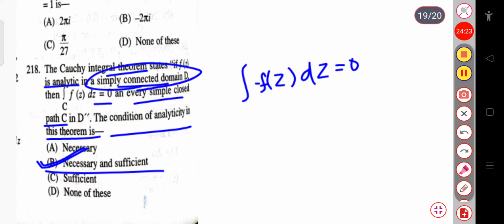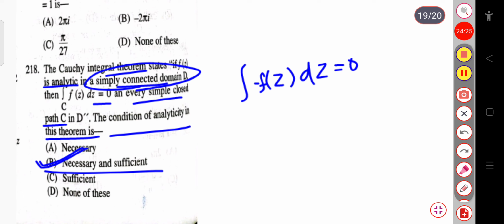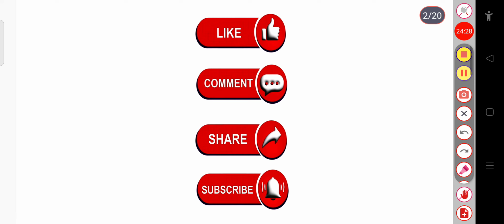So these are some basic questions related to complex variables. Just try to solve some more questions on this part. That's all for today. Thank you.